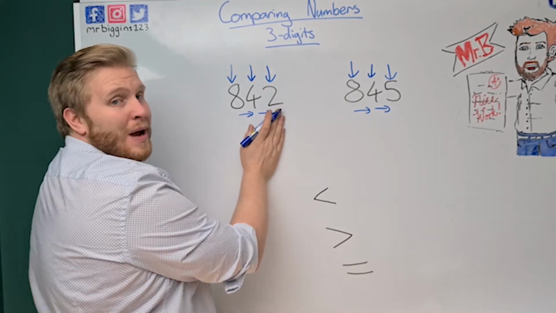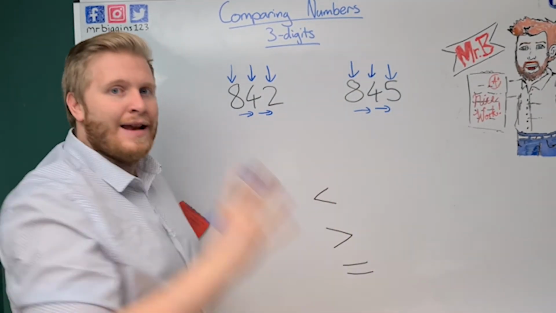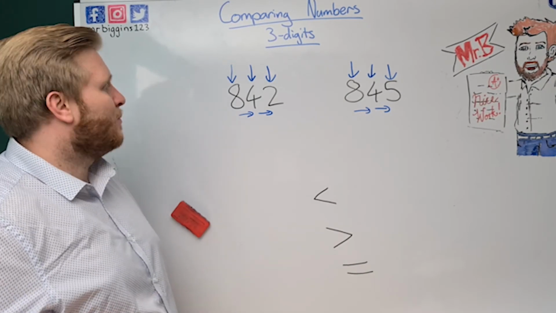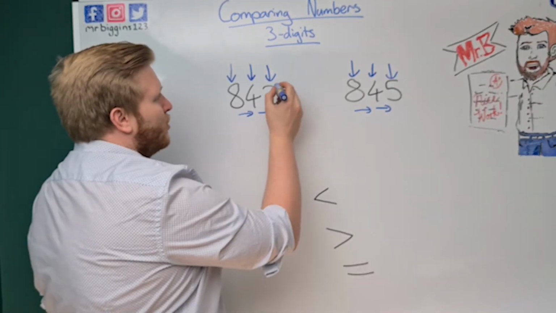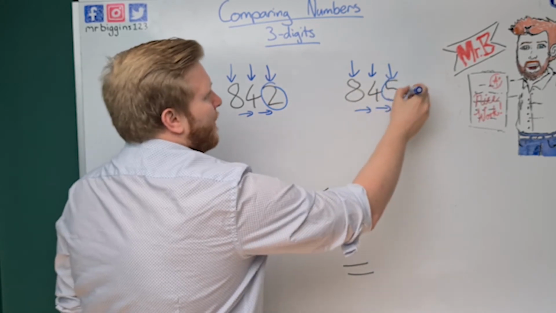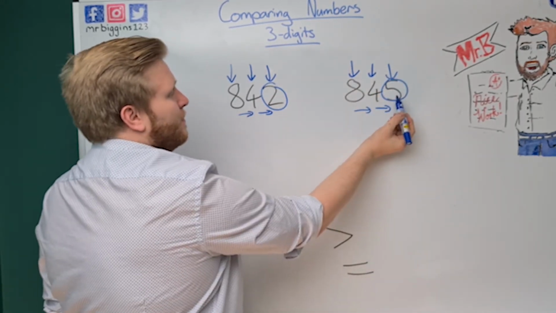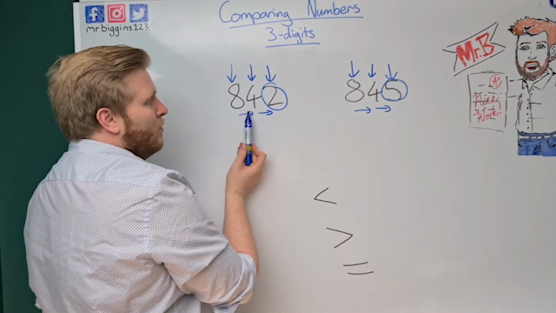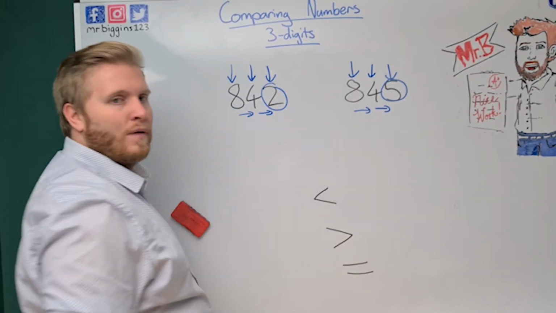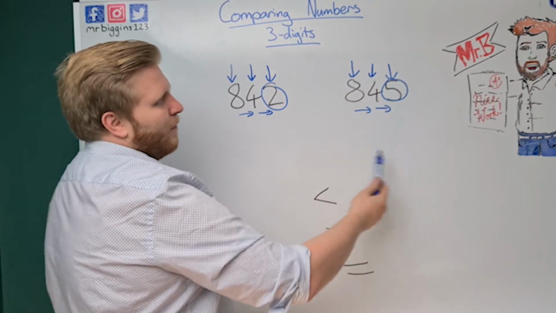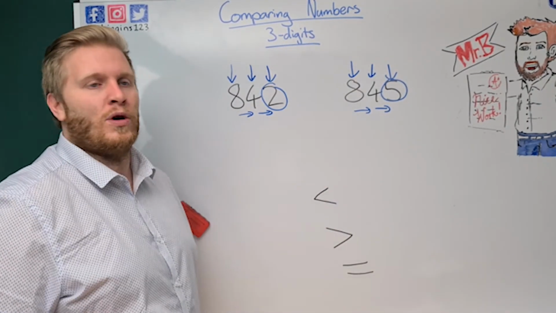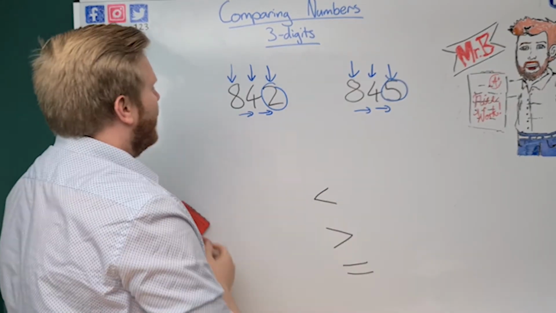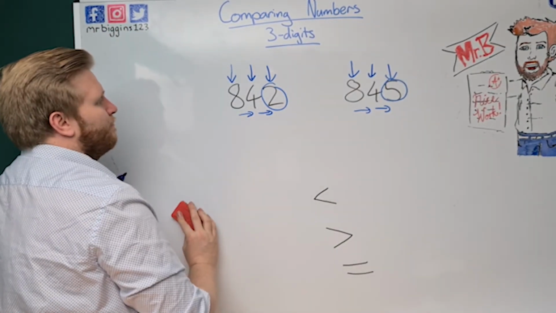And I have a 2 here and I have a 5 there. Now we have a difference. Now we know which one is bigger and which one is smaller. So this one is 5, this is bigger, this one's smaller. So I could say 842 is smaller than 845. Or I could say 845 is bigger than 842. So I had to work my way down twice there, but I've still been able to work out which number is bigger.